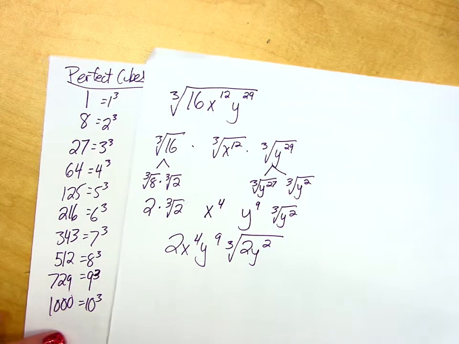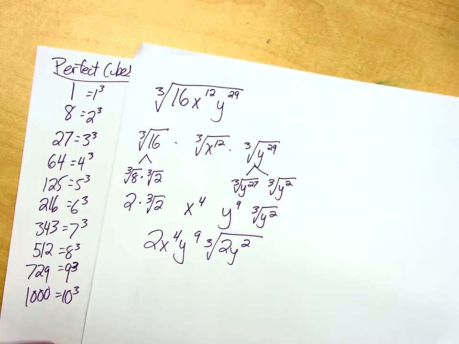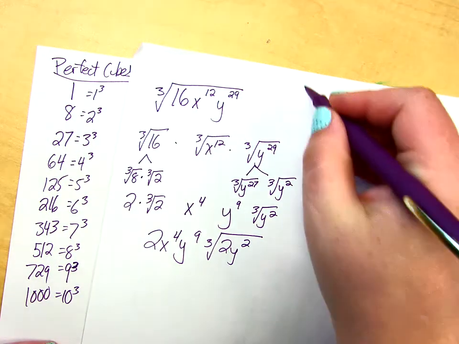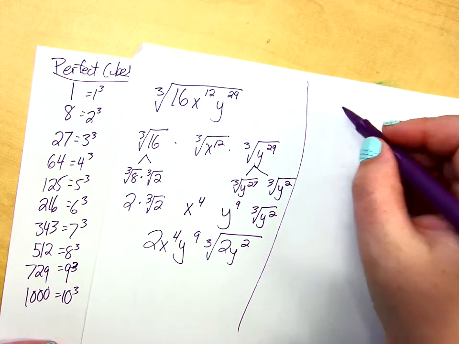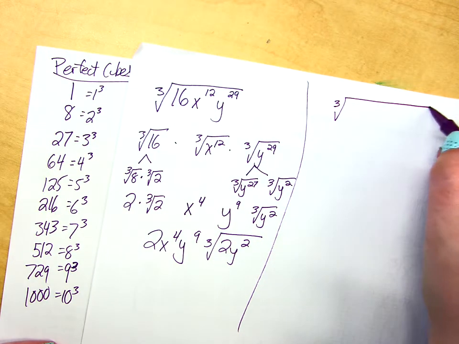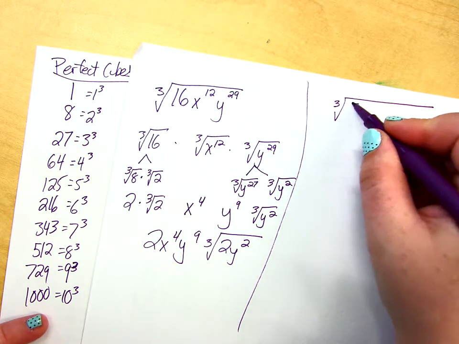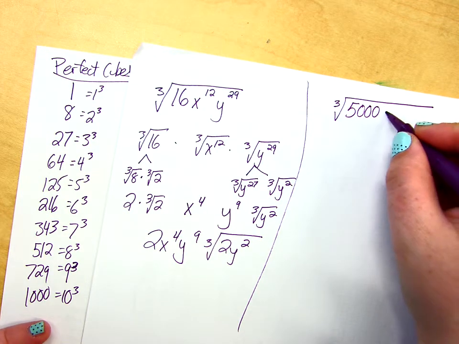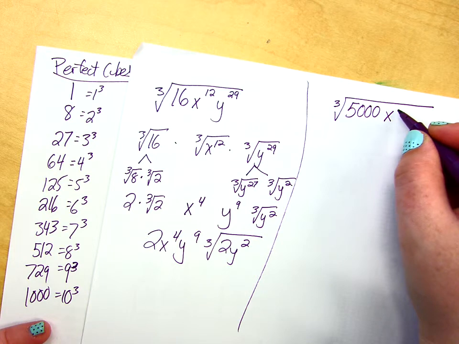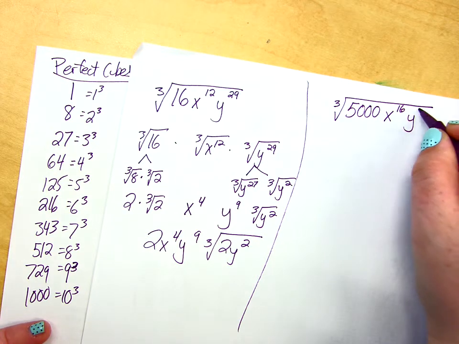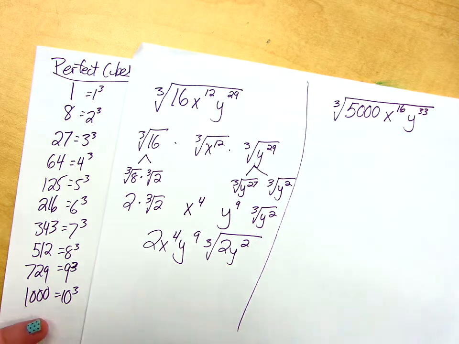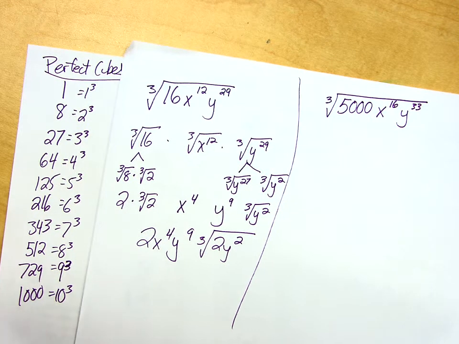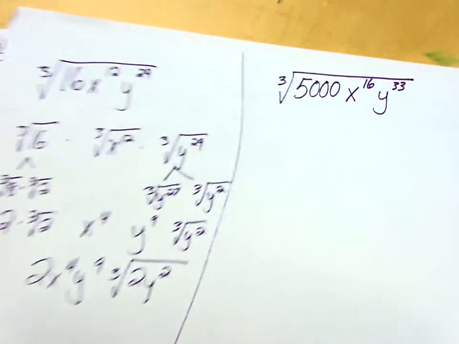Let's see if I can leave all this up. Let's try the cube root of 5,000 x to the 16th y to the 33rd. Can you all see that?